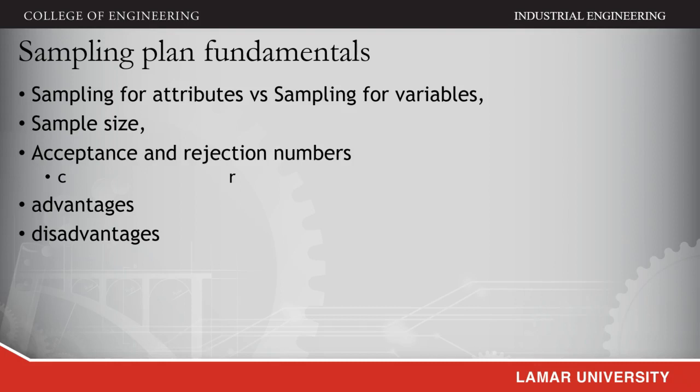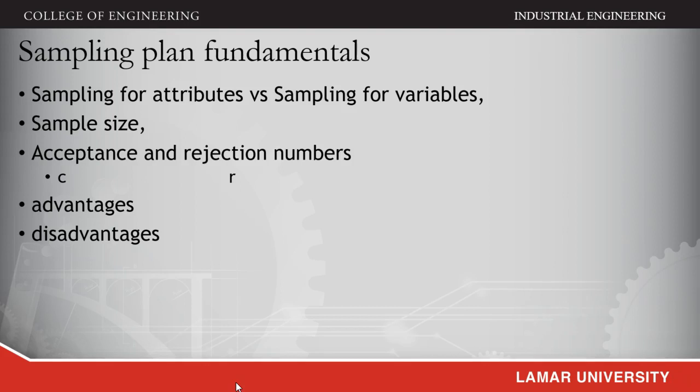Every sampling plan requires at least a sample size in its design, in which we know beforehand how many units we are going to sample. Also, we need an acceptance and a rejection number, which are C and R. If the number of defects that we find in the sample is less than or equal to the acceptance number, then we accept the lot. And if it exceeds the rejection number, then we will have to reject the lot.